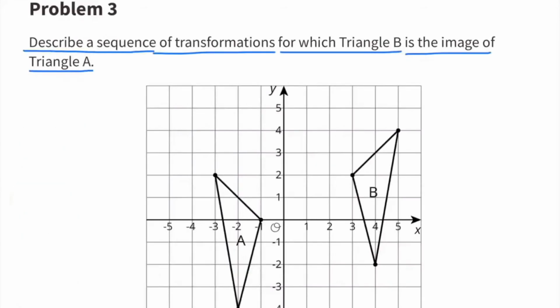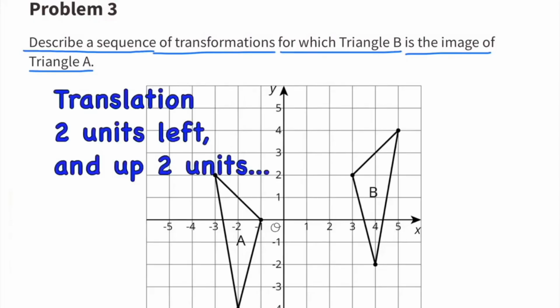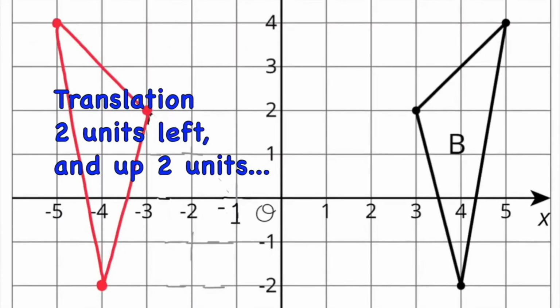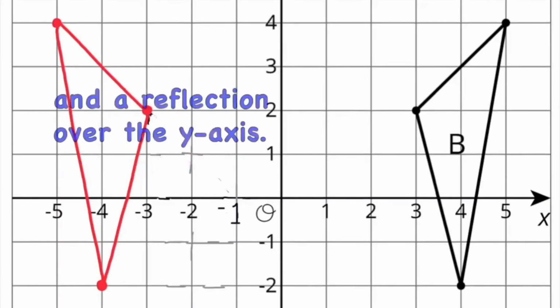Number 3. Describe a sequence of transformations for which triangle B is the image of triangle A. The first sequence in the transformation would be a translation 2 units to the left and up 2 units. And the final transformation in the sequence is a reflection over the y-axis.